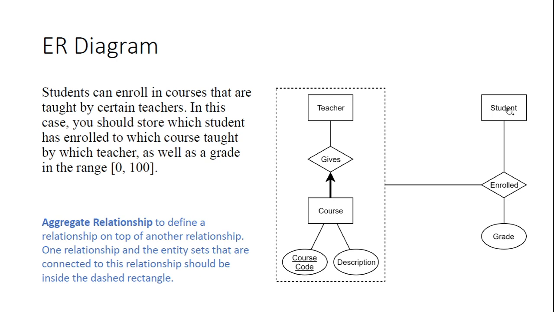And for a student to enroll in a course, we also want to store the grade. There is some condition for the range of the grade, but again it's not shown in the ER diagram. So in the ER diagram, we are not showing such constraints. It's something for the later stages of the project.